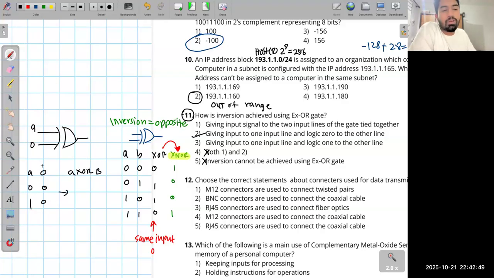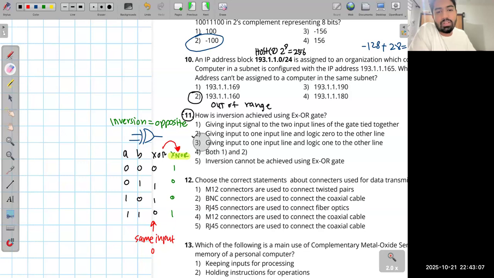Maybe you can't achieve it that way. 0 and 0 is 0. Same input is 0, different input is 1. When A is 0, you're getting 0. Maybe you can't achieve it using an XOR gate. Using a NAND gate, pull one.